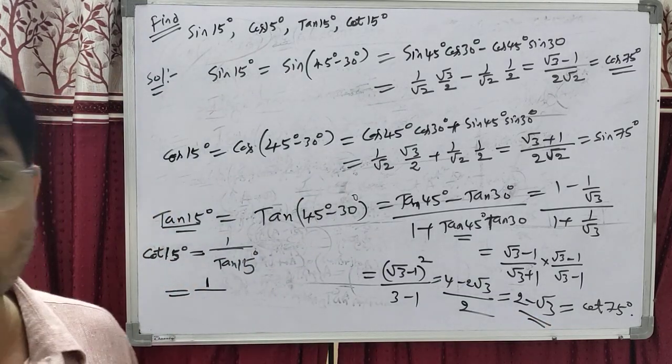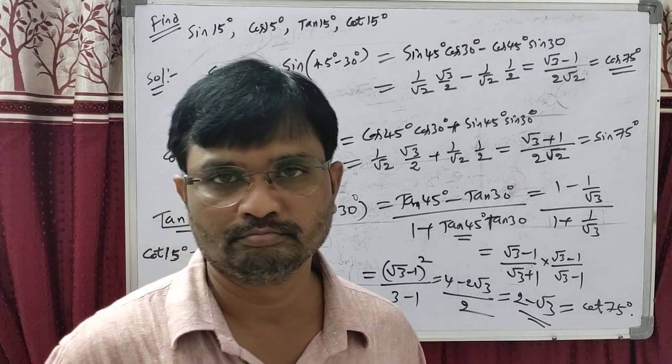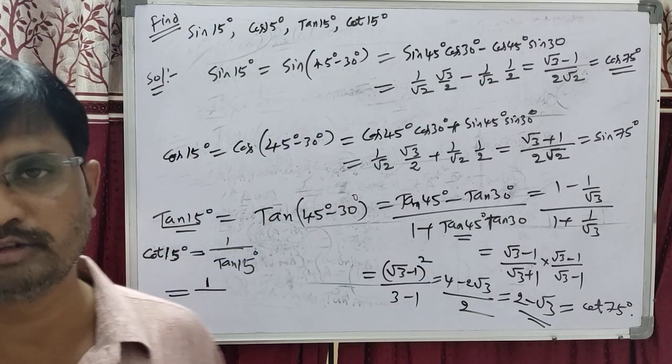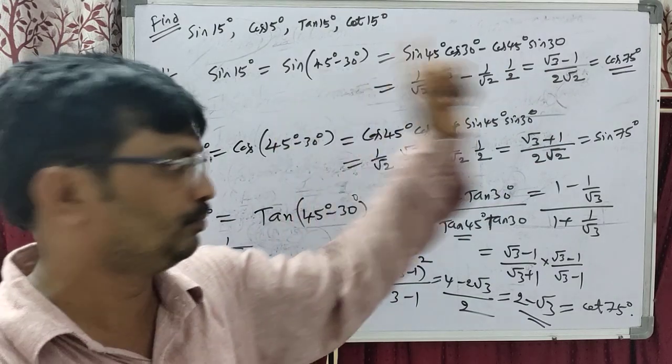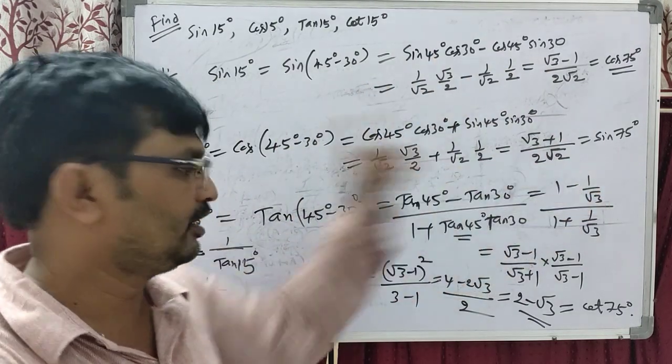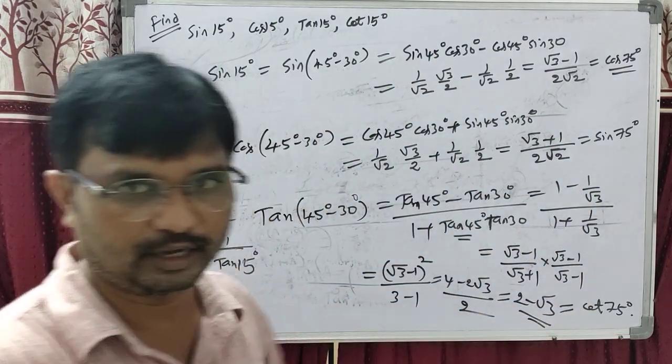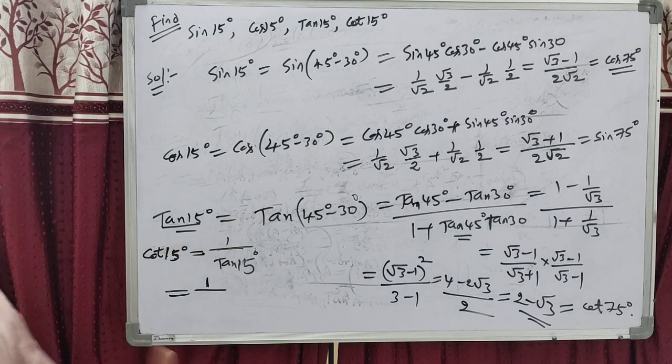Dear students, once again I remind you, please learn the values by heart also. Sin 15 is root 3 minus 1 by 2 root 2. Cos 15 is root 3 plus 1 by 2 root 2. Tan 15 is 2 minus root 3. Right, now cot 15 is 2 plus root 3.